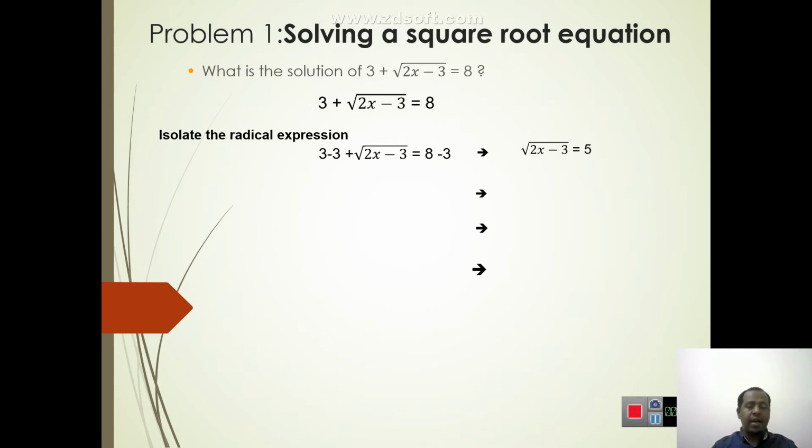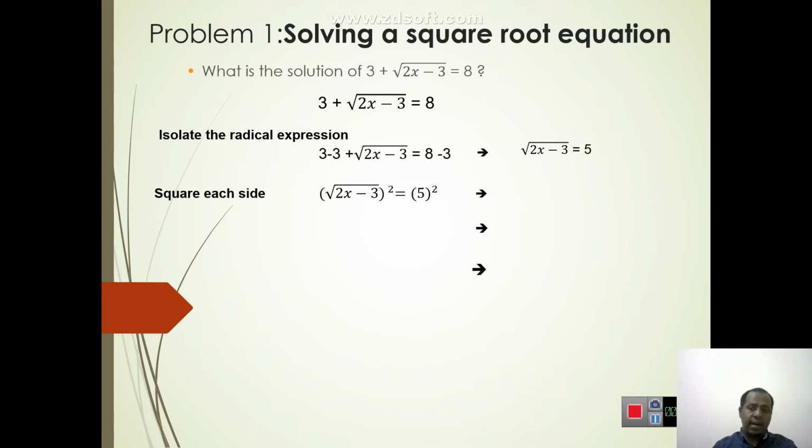As you can see, I isolated the square root. Then I get a square root equation. Then what do you think will be the next step? The next step is to eliminate the square root. In order to eliminate the square root, I have to apply the key concept. What does the key concept say? The key concept says that to remove the square root, square each side. So let's square each side.